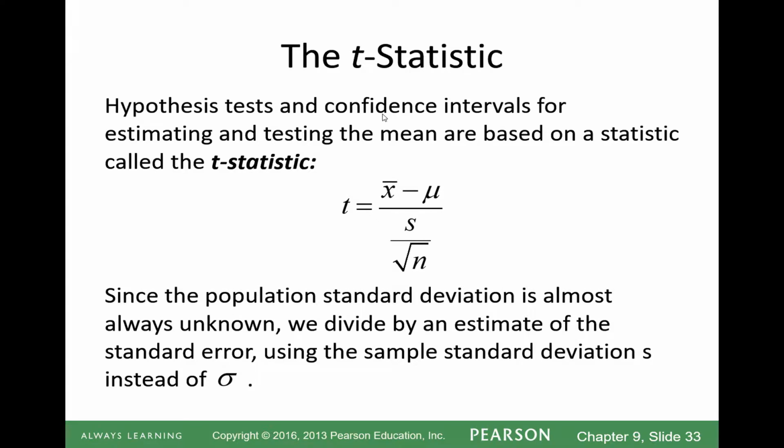Now, hypothesis tests and confidence intervals for estimating and testing the mean are based on a statistic called the t-statistic. So we're testing the mean, not a proportion this time. They're doing a t-statistic, which is similar to the z-statistic, where we knew the standard deviation. Since the population standard deviation is almost always unknown, we divide by an estimate of the standard error using the sample standard deviation. So there's your formula for the t-statistic.